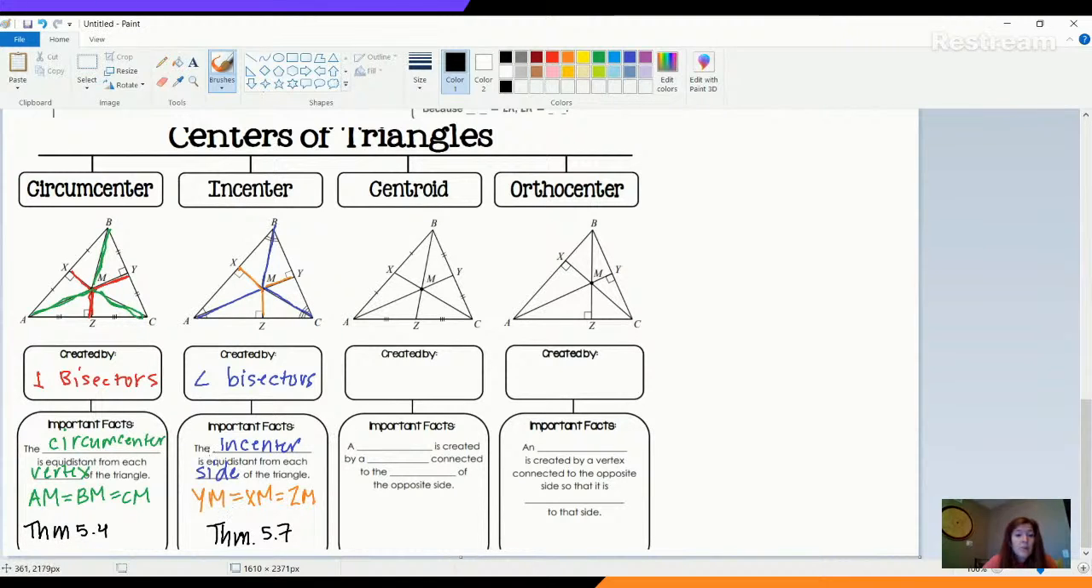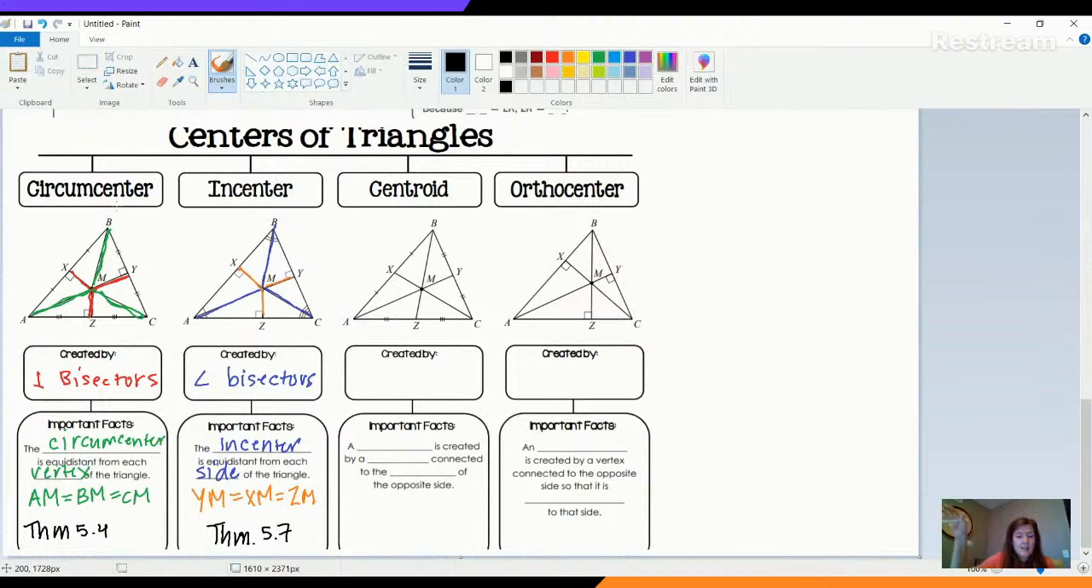Okay, one last thing that I want to tell you about this, actually two things. One of the cool things about the in-center that's different from the circumcenter is that the in-center is always inside the triangle. So I don't know if you remember on Monday what I said, the circumcenter can be outside of the triangle. The in-center is always on the inside of the triangle, no matter how you do it.